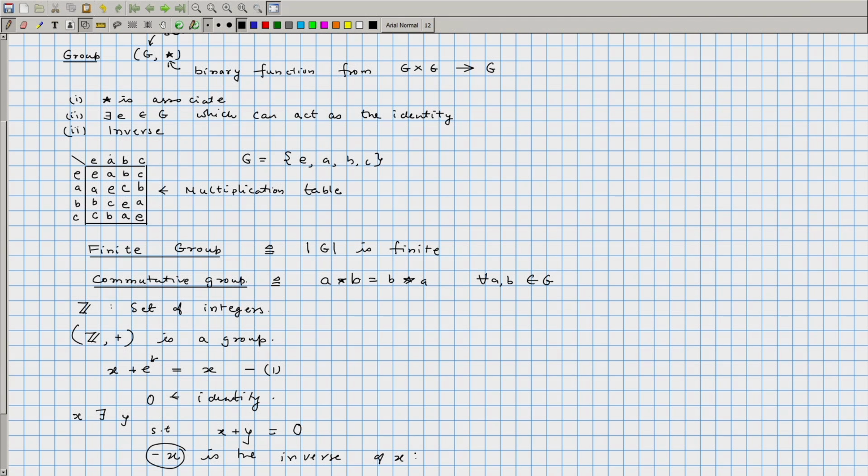And so you take x and add it to minus x, you are going to get 0. Okay. So every element has an inverse. Okay. So that was an easy example.